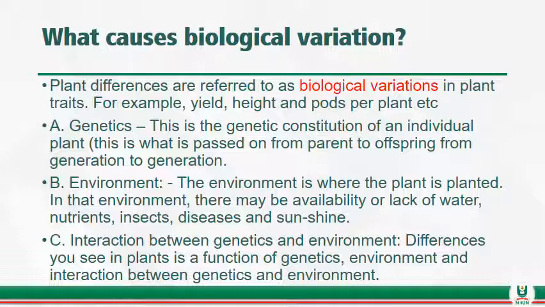The environment plays a very, very important role. This environment here in Nigeria is warmer than the environment abroad, which is cooler, colder. So these differences are what bring about biological variation in plant traits. You are talking about the environment, that's where the crop is being planted. And in this environment, there may be availability or lack of water, nutrients, insect diseases, and sunshine.